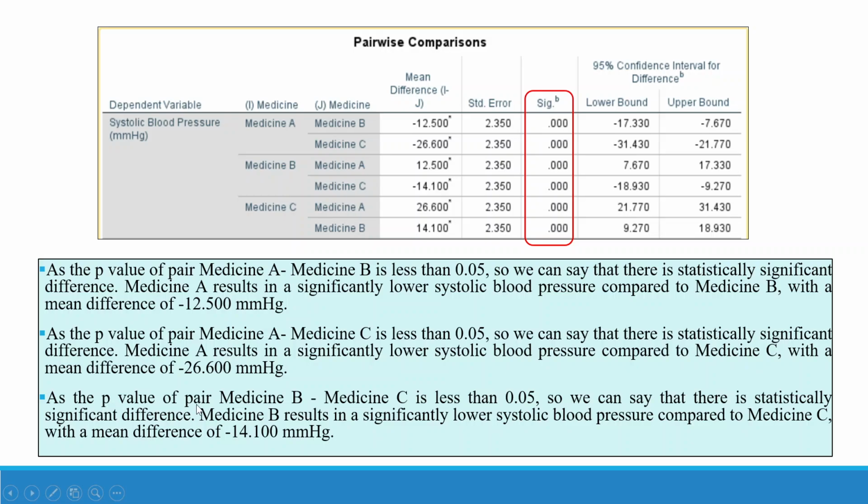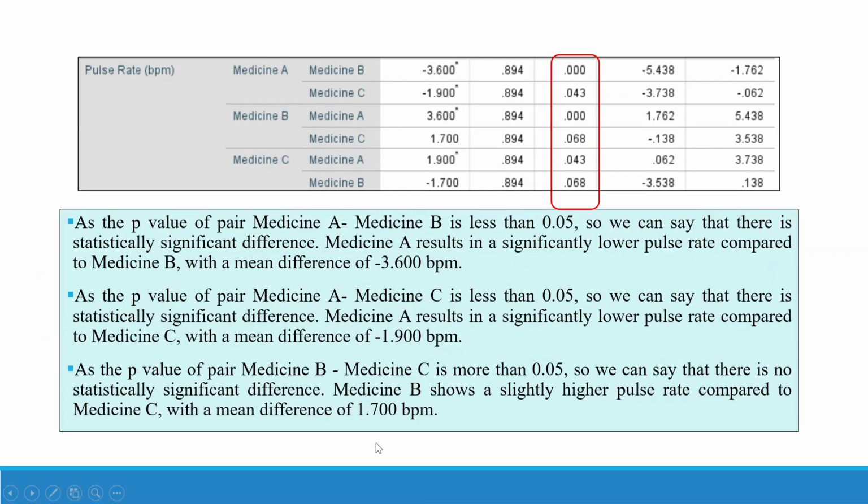As the p-value of the pair medicine B with medicine C is less than 0.05, we can say that there is a statistically significant difference. Medicine B results in a significantly lower systolic blood pressure compared to medicine C with a mean difference of minus 14.1. Now we will do the comparison of pulse rate. A with B, p-value less than 0.05. A with C, p-value less than 0.05.